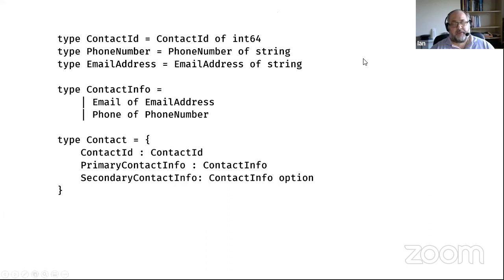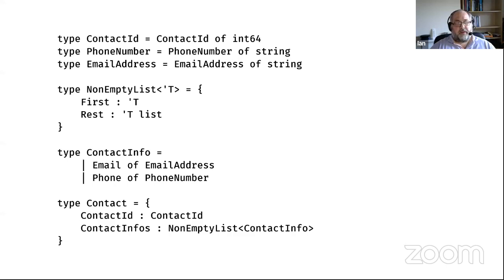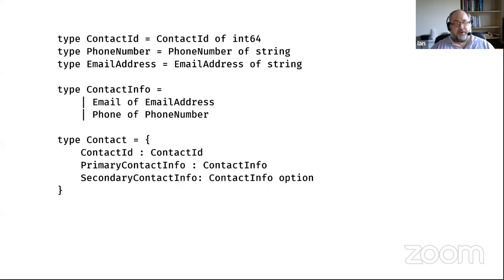Another way is to use something that we saw a little bit earlier, which is the non-empty list. So my contact infos could be a non-empty list of contact info. So I know there must always be a contact info, and there can be an unending list, if you like. So if you've got lots of potential contact types, this might be a better approach. Because on the other one, if you wanted another contact info, you'd have to add another item in there with an option, or you'd have to turn secondary contact info into a list of some kind.